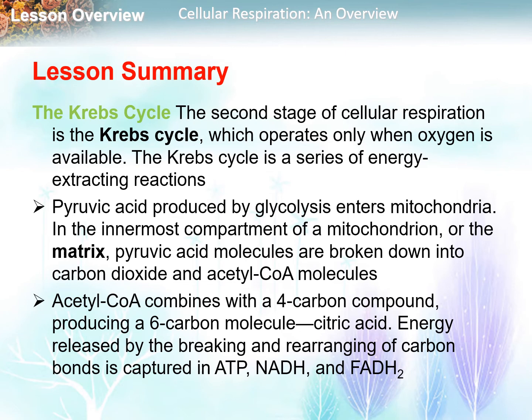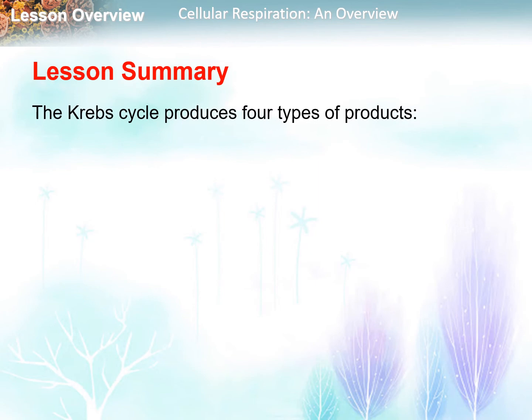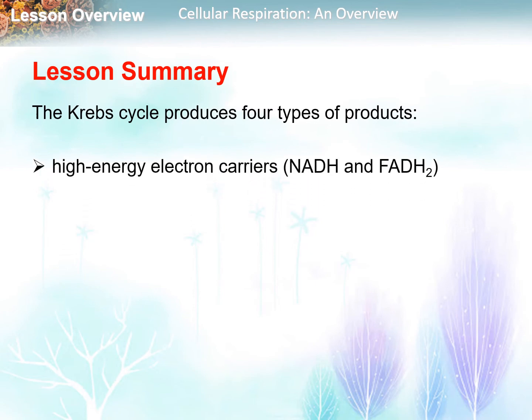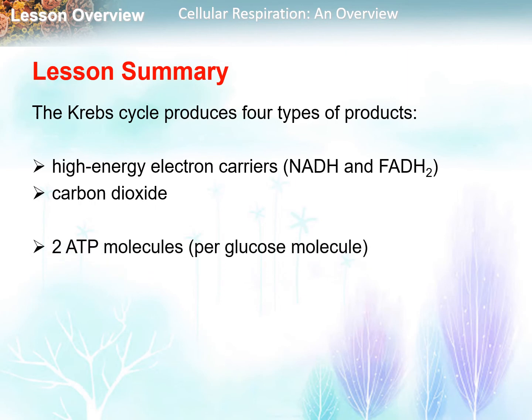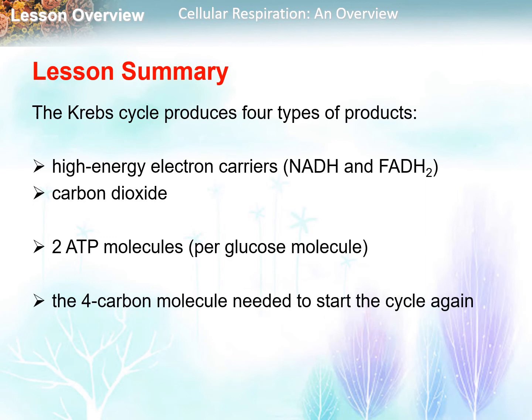Energy is then released by the breaking and rearranging of carbon bonds, which is captured in ATP, NADH, and FADH2. The Krebs cycle produces four types of products: high-energy electron carriers, the NADH and FADH2, carbon dioxide, two ATP molecules per glucose molecule, and the four-carbon molecule needed to start the cycle again.